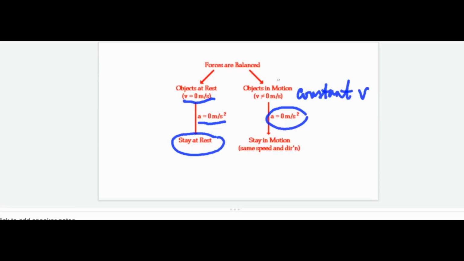Newton perceived that if forces are balanced, regardless of how many millions of forces are acting on it, if they balance each other out, or if the sum of all the forces is equal to 0, then that object which is at rest will stay at rest. That object that is in motion will stay in motion at the same speed, same constant velocity, and same direction. So those are the two important things about the law of inertia.